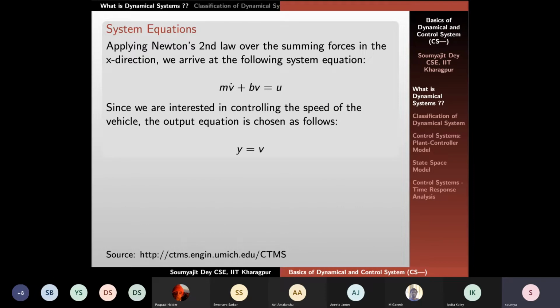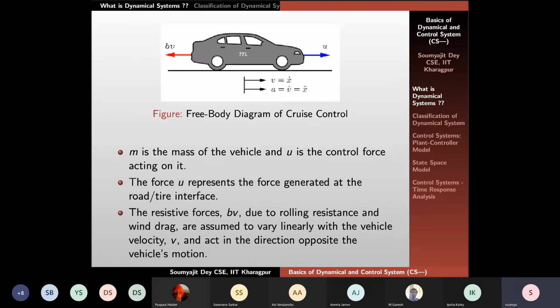So if you just try to build this kind of a model of a dynamical system for this kind of a vehicle, you have the velocity and acceleration. Of course, one is the derivative of the other. Now, the vehicle has its internal mechanical power, and there is a resistive force BV, which is due to its rolling resistance and wind drag. It's basically proportional to the velocity.